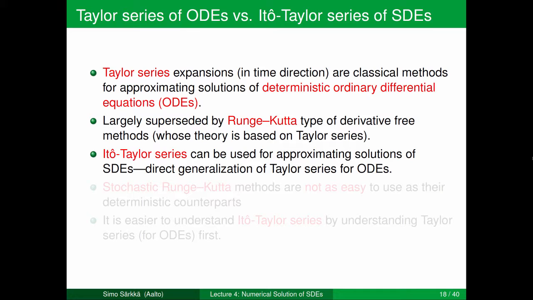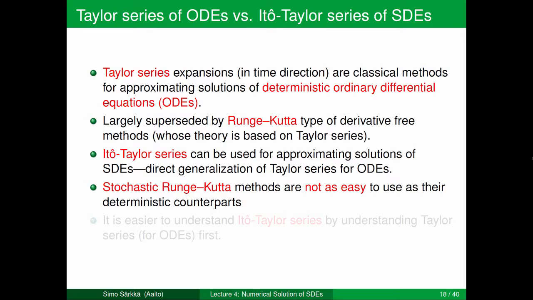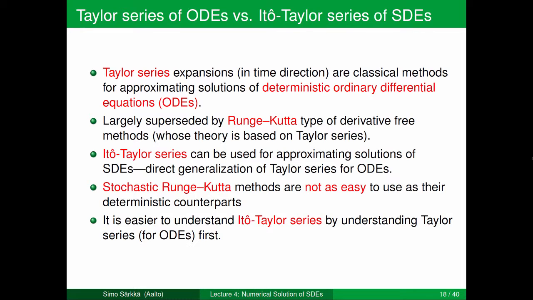Ito-Taylor series can be used for approximating solutions of SDEs in the same way as Taylor series can be used for approximating solutions of ODEs. The stochastic Runge-Kutta methods are also based on Ito-Taylor series, but they are not as easy to use as their deterministic counterparts. However, it's much easier to understand Ito-Taylor series by understanding the ordinary Taylor series first. This basis will also help to understand stochastic Runge-Kutta methods during the next lecture.